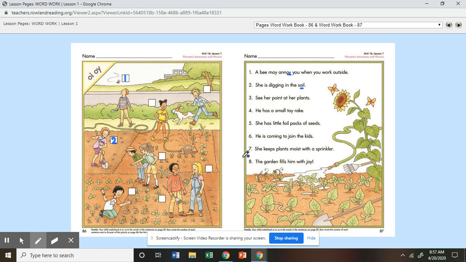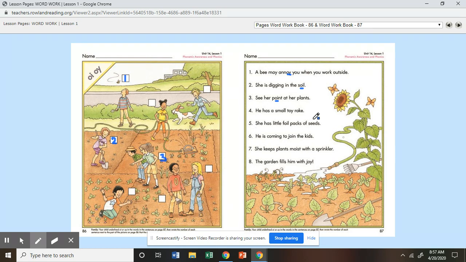We'll do one more together. Point to number 3. See her point at her plants. First, find the oi word. Good. Underline OI in point. And then find the picture that it matches. Awesome. That would be edabeda.